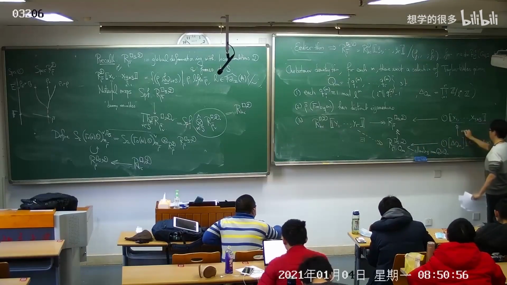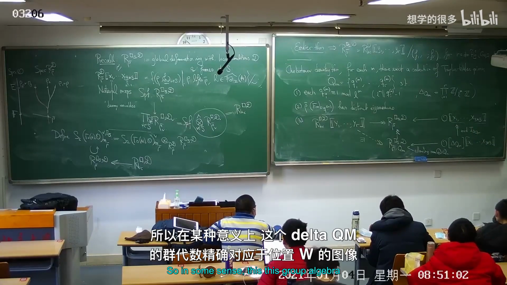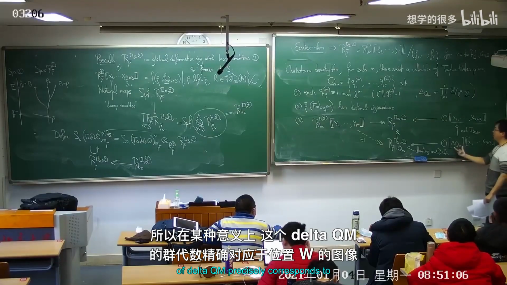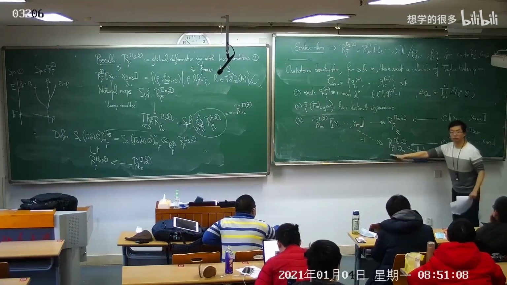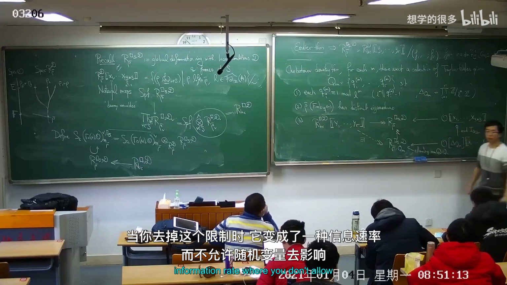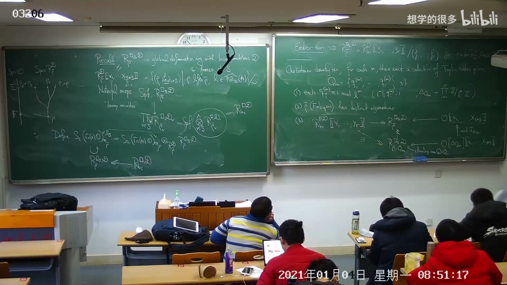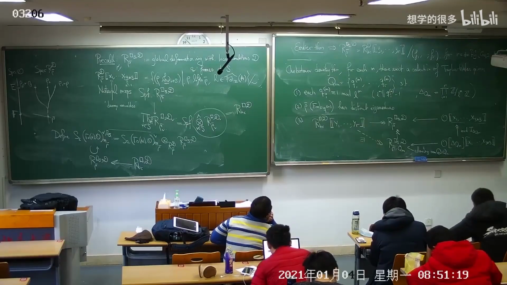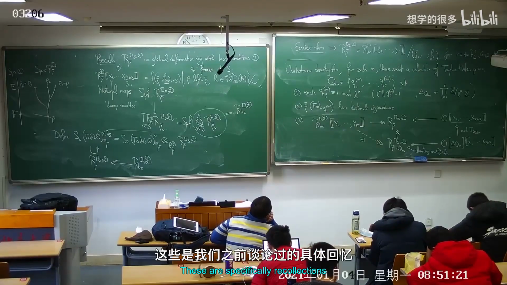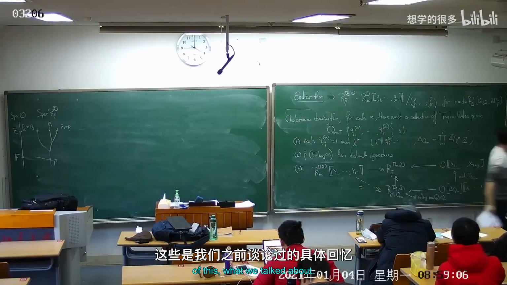Mod augmentation line. So in some sense, this group algebra delta QM precisely corresponds to the image recognition W. When you quotient that out, it becomes a deformation ring where you don't allow ramification QM. Okay, I'll stop here. These are just basically recollections of what we talked about.